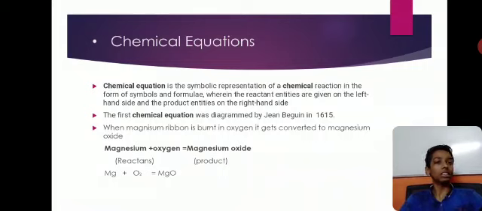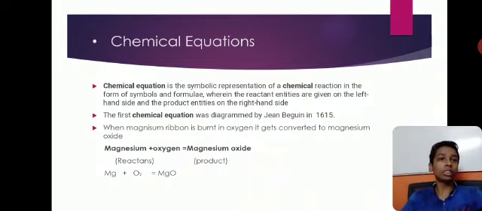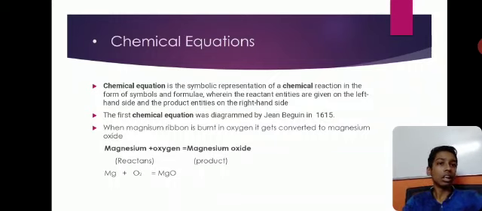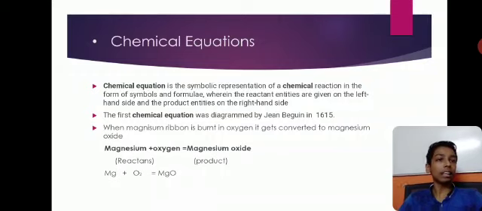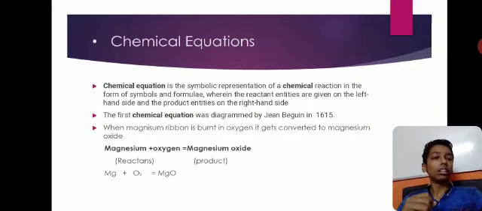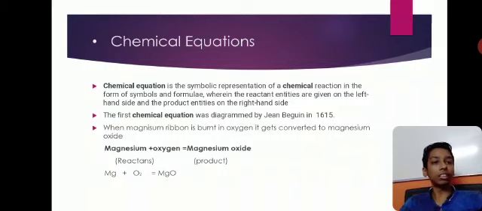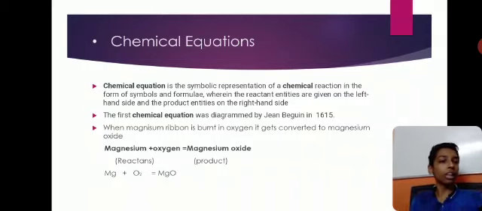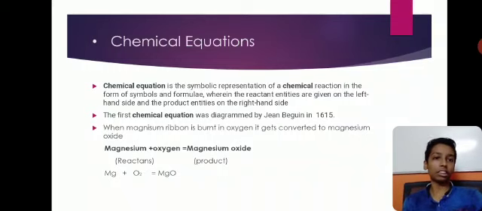A chemical equation is the symbolic representation of chemical reactions in the form of symbols and formulas, and in that the product is written on the right side and the reactants are written on the left side. The first chemical equation was diagrammed by Jean Beguin in 1665. Now we will see an example of how to write a chemical equation.